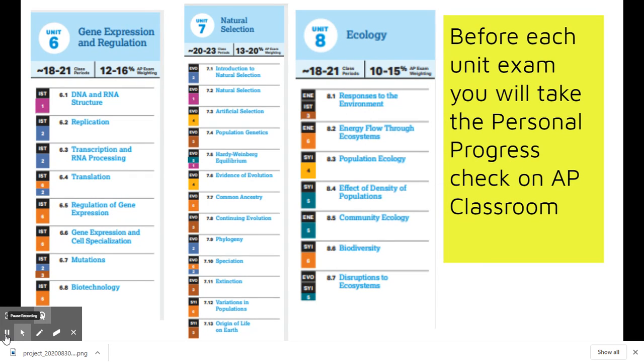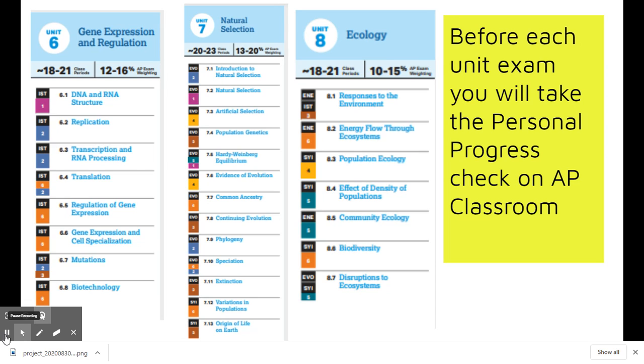By the time we're at Unit 6, we may or may not be together anymore. These last 3 units are large percentages of the exam. As you can see, Unit 6, gene expression and regulation, is 12 to 16% of the exam.